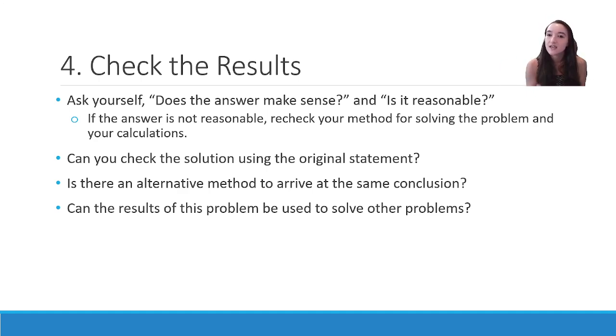Ask yourself, does the answer make sense? Is it reasonable? If the answer is not reasonable, go back and check your method, check your work, check your calculations, all of that. Can you check the solution using the original statement too? Put it back into what was said. This number means what within the context of the problem? Is there an alternative method you could use? In a lot of math, there's more than one method to solve a problem. So if you used one, you can check yourself by using another.